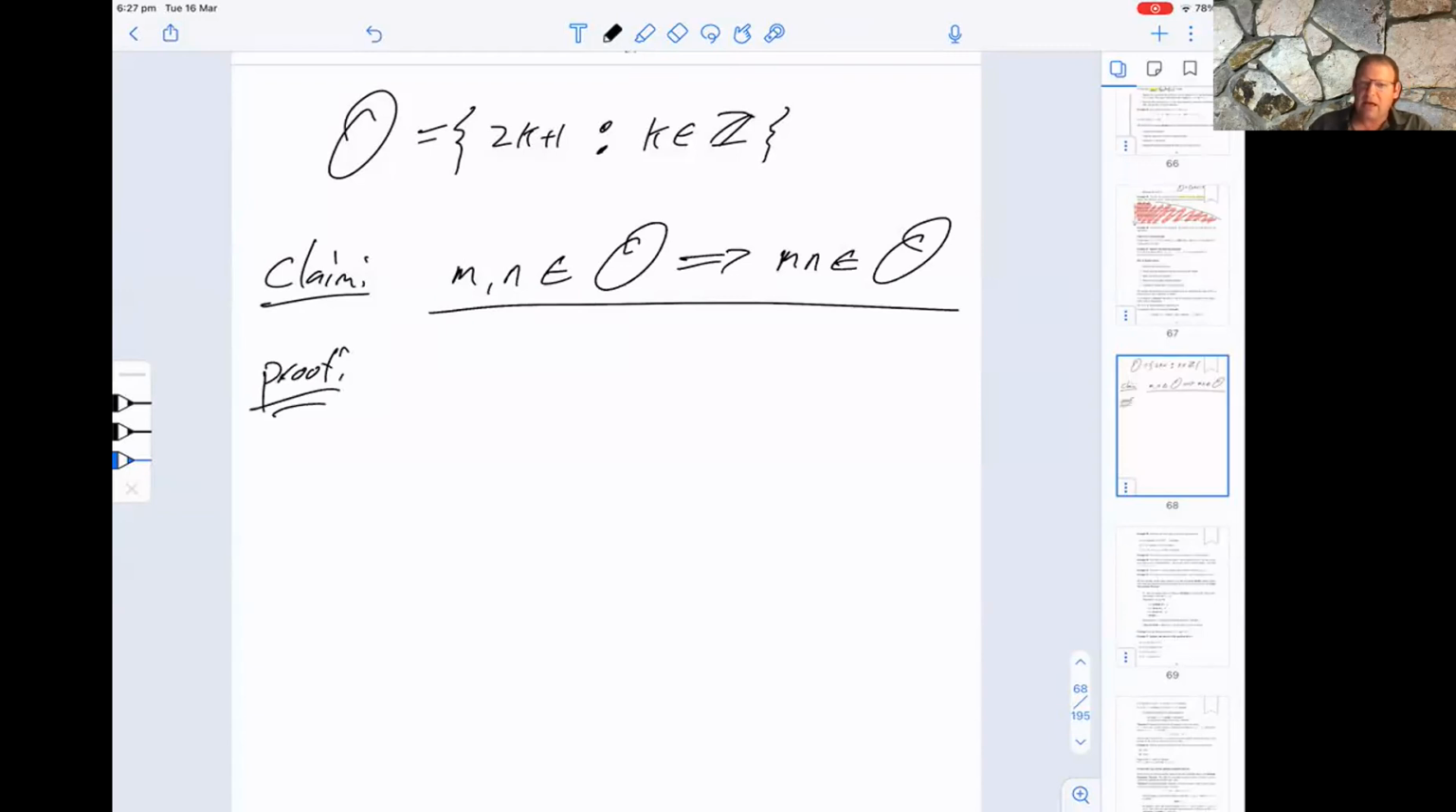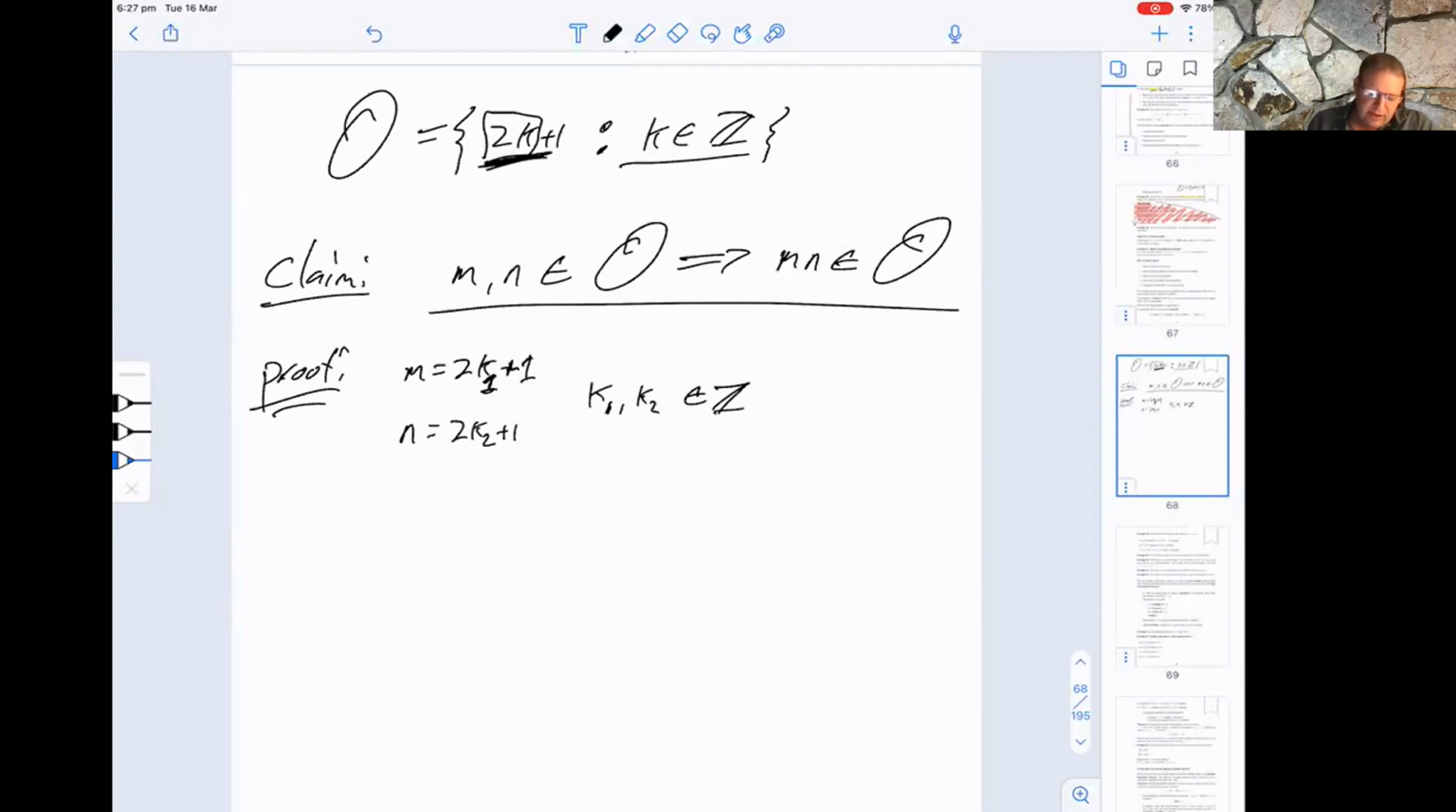If m and n are in the odds, that means m equals 2k1 plus 1, and n equals 2k2 plus 1, where k1 and k2 are integers. Because that's what being odd means: there exists some integer such that twice that integer plus 1 gives you that odd number.